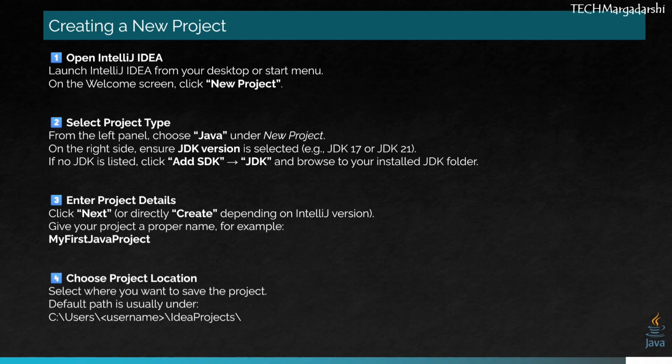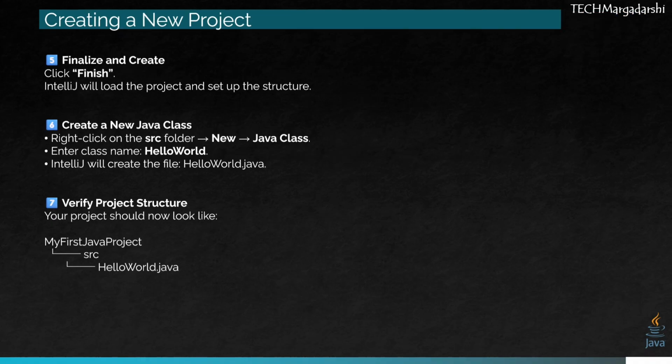Next, give your project a clean and meaningful name. Something like My First Java Project works perfectly. Choose where you want this project to be stored. By default, IntelliJ saves it inside the IdeaProjects folder. Once everything looks good, click Finish. IntelliJ will now set up your workspace and prepare the project structure for you. Your Java project is created and you're officially ready to start writing code.